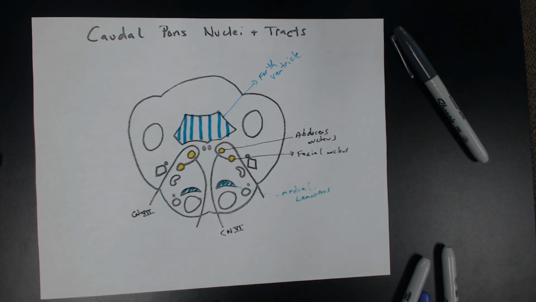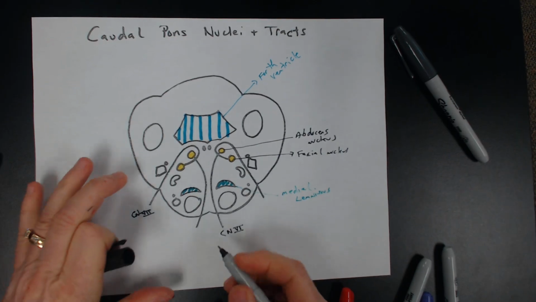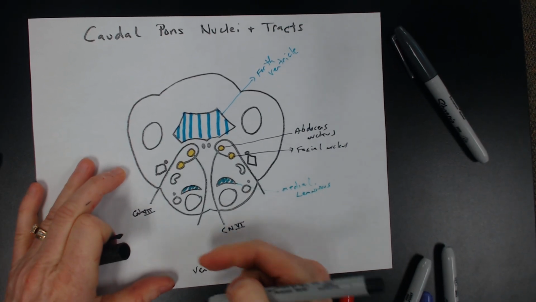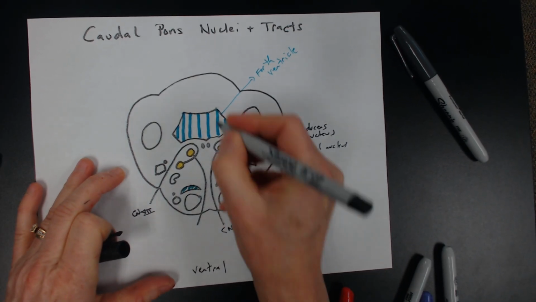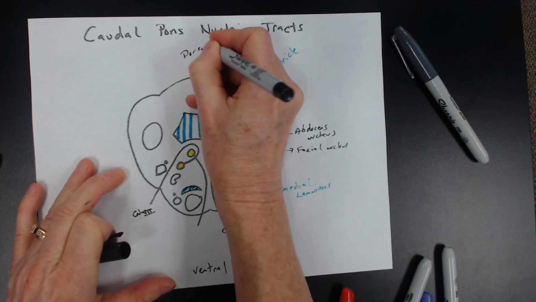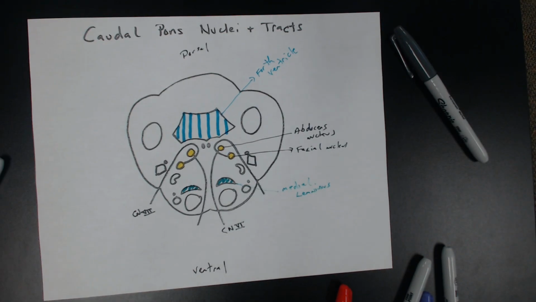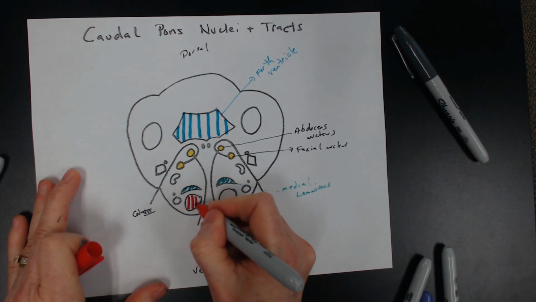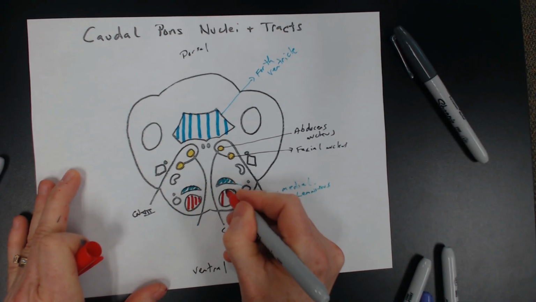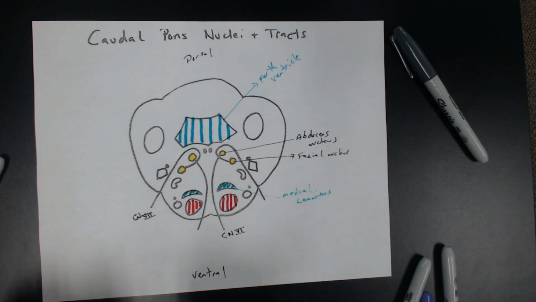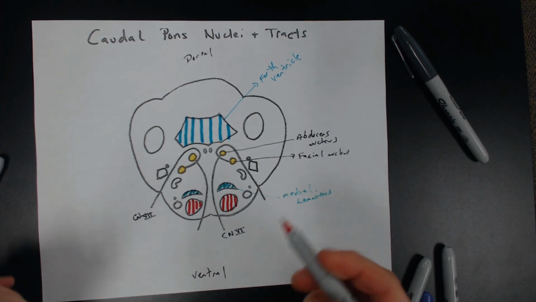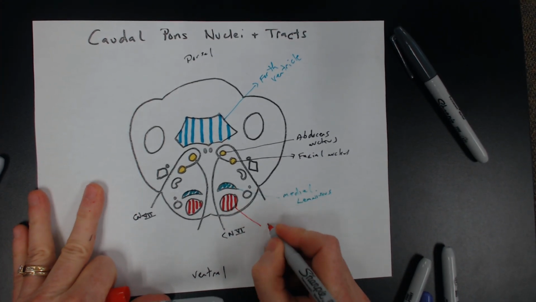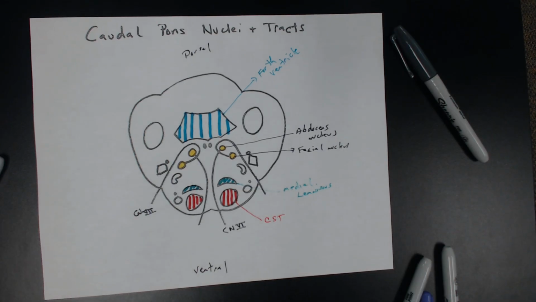Okay, now thinking about something that, I didn't label this again. So this is going to be ventral, right? That's where your cranial nerves exit. And this is going to be dorsal. Okay. Very most ventral, really easy to recognize here, very ventrally. It's going to be red. Does anybody remember what this would be? Corticospinal tract. Perfect. It's going to be your CST.